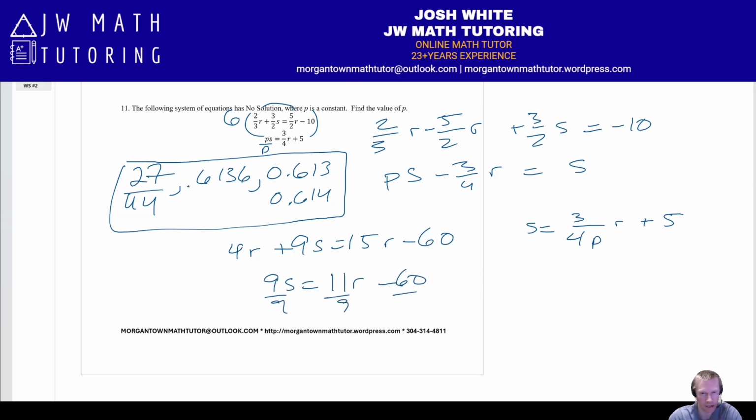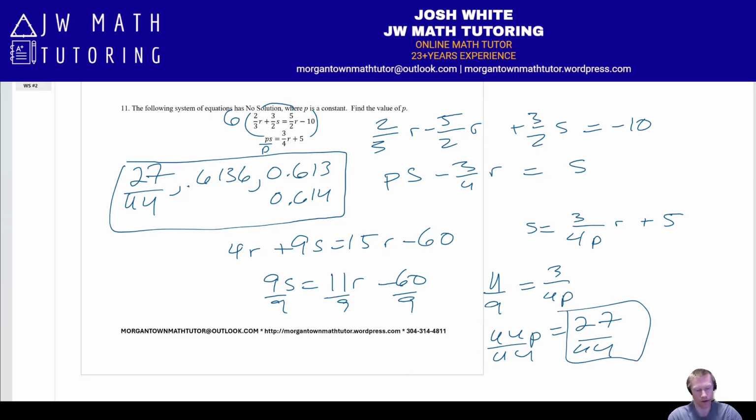Divide by 9. All right, so now we can match up our slopes. Basically, we can say this is no solution, so both lines have the same slope. Therefore, 11 over 9 is equal to 3 over 4p. Cross multiply: 44p equals 27. Divide by 44. P equals 27 over 44. This is how you could solve it out by hand.